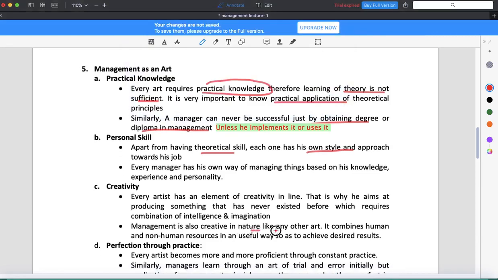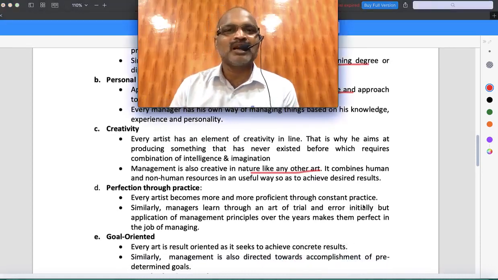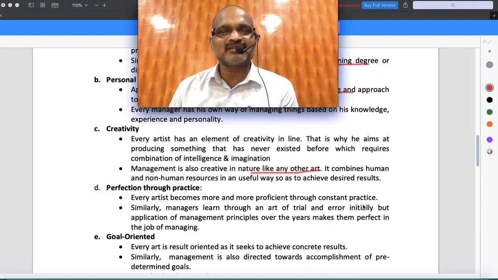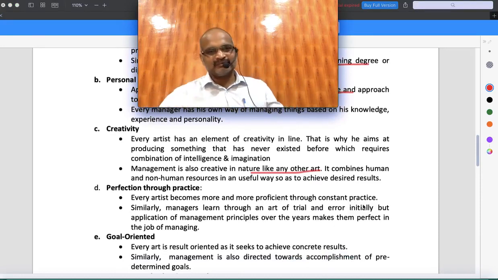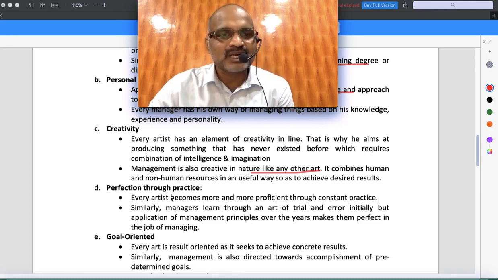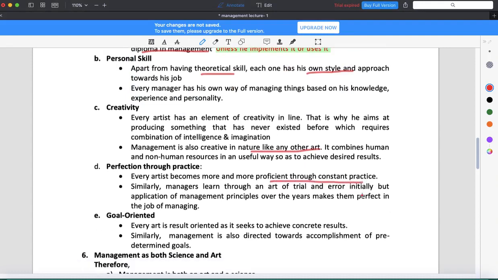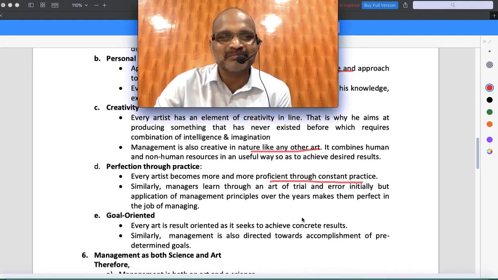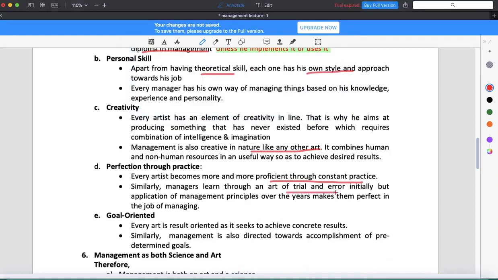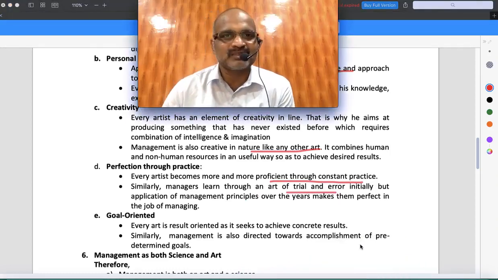See, management is creative in nature. Just like an artist is going to be creative. If you are an artist, you will always be creative, right? Just like an artist being creative, a manager also must be very creative. That is one thing. Next one, perfection through practice. Look here, every artist becomes more and more proficient through constant, regular practice, because you must have heard practice makes a man perfect, right? Managers also. That means you cannot simply say everything that is implemented is going to be successful, right?